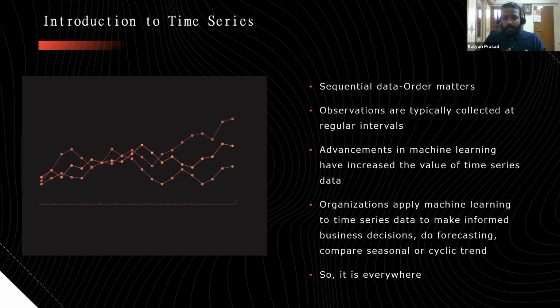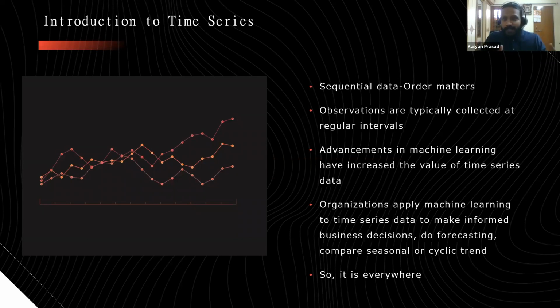For example, if you are talking about weather data, we may receive weather updates every 10 minutes or every hour. Or if you are talking about IoT sensors, they generate data continuously. So depending upon the source of the generation, we may have different frequencies at which data is collected. Advancements in machine learning have increased the value of time series because there are so many prediction problems that involve a time component. That is why it is booming in the industry now. Organizations also apply machine learning to time series data to do forecasting. They also compare seasonal and cyclic patterns, because time series forecasting helps us predict future values in a critical field, which has potential business value in the industry.